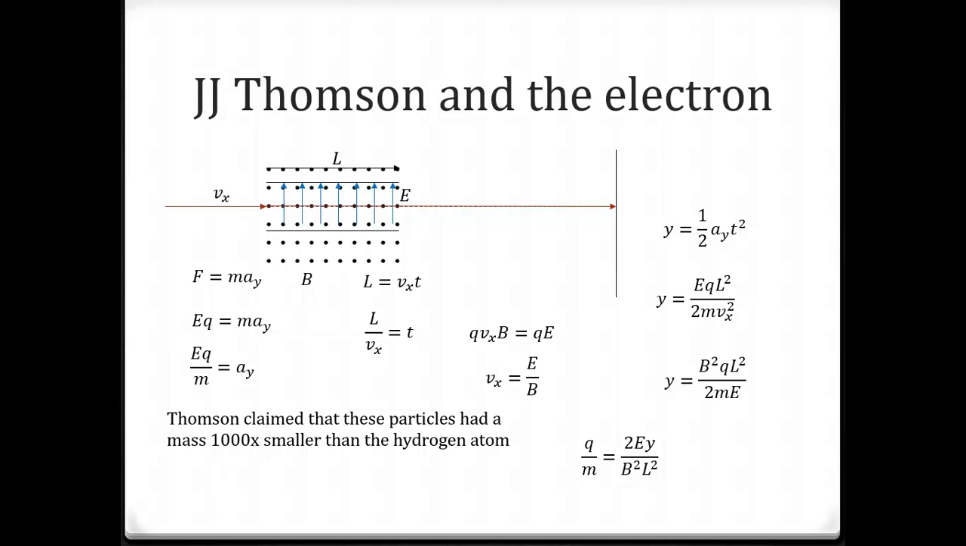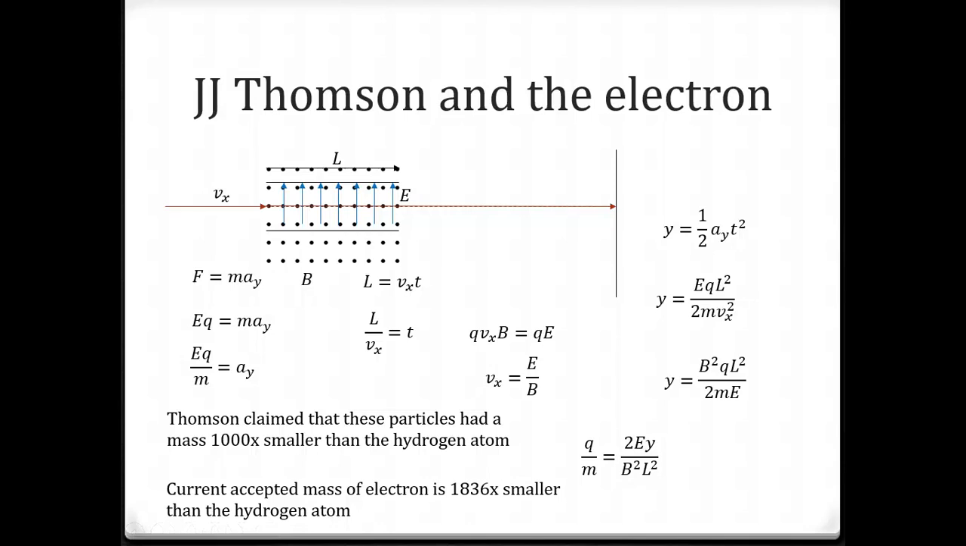Since the hydrogen atom is the smallest known atom at the time, and really the smallest known atom of any element, and these things are 1,000 times less massive, that means there must be a particle that's smaller than an atom that's coming from an atom. If you actually do this experiment and do a more precise measurement, you find that the mass is actually closer to about 1,800 times smaller. So Thomson was in the right order of magnitude, but he's about 50% off, give or take 10 or 15%.